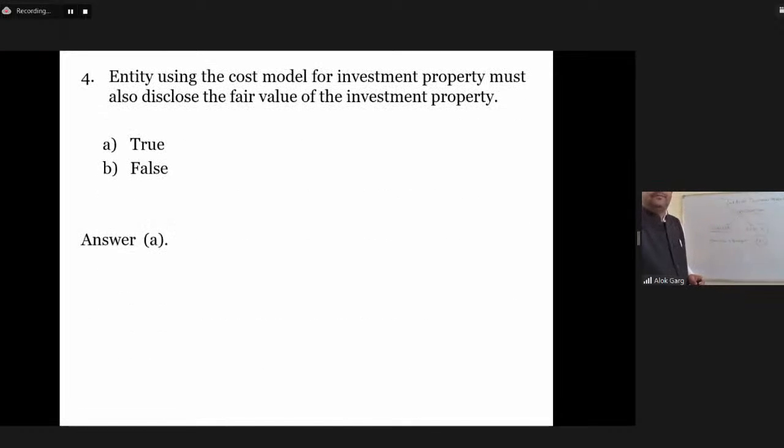Question number 4. An entity using the cost model for investment property must also disclose the fair value of investment property. What is your answer? I have told you in measurement after recognition that this fair value concept is not applicable for accounting, but yes, the disclosure of fair value is mandatory in the notes to accounts. So even though the entity is using the cost model, which is the only model given under IndAS 40, the entity is required to disclose the fair value of the investment property in the notes to accounts. Okay.